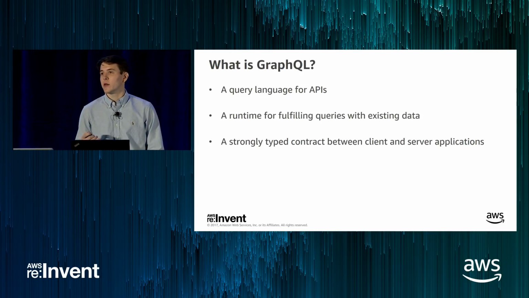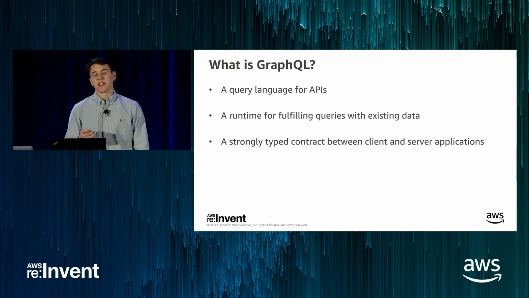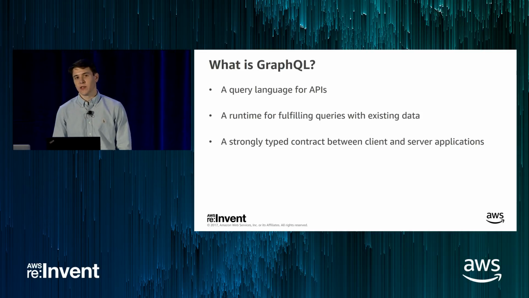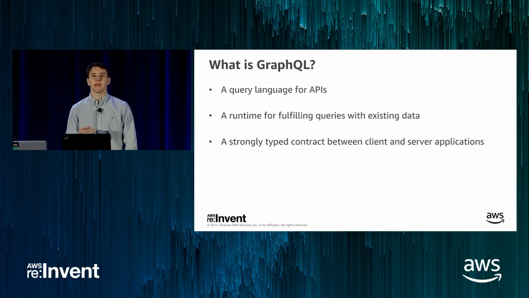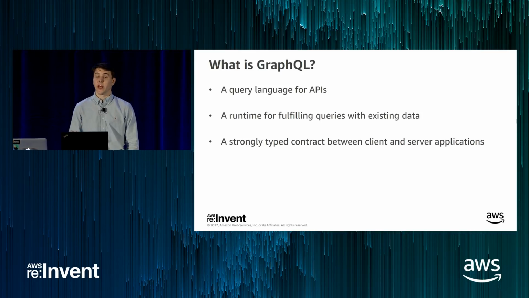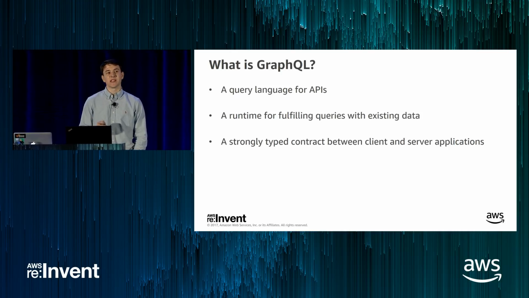What is GraphQL? It's a query language for APIs. So what does that mean? It's not a database. It's not a graph database. It's a protocol that you can use, or that clients can use, to extract information from a server, and it's really good at it. It's also a runtime for fulfilling queries with existing data.